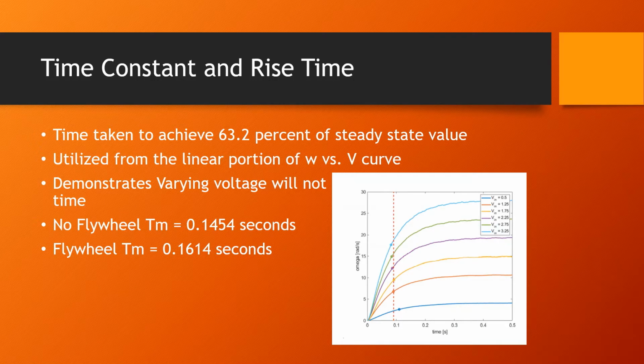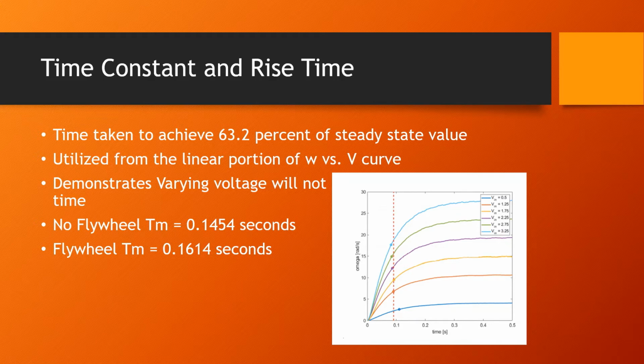It's important to distinguish this before being able to develop a motor controller. A rise time is how long it takes to reach 63.2% of the steady-state value of the angular velocity. It's important to utilize only the linear portion of the angular velocity versus voltage curve because the dead zone and saturation zones can yield an invalid data.